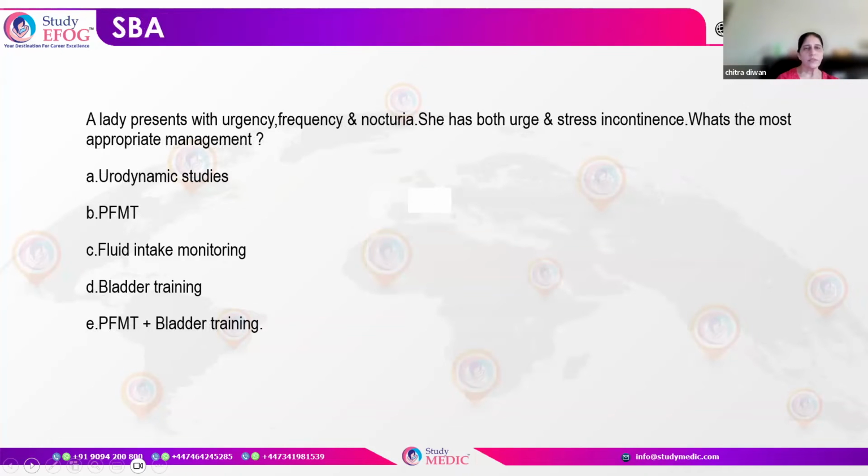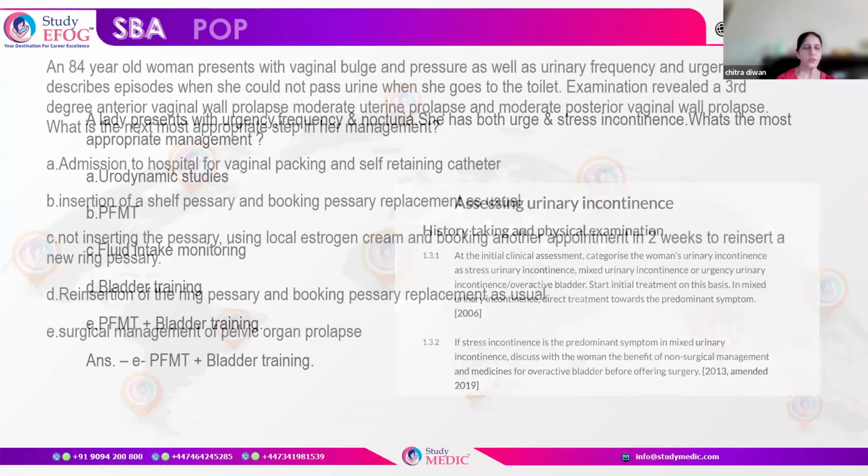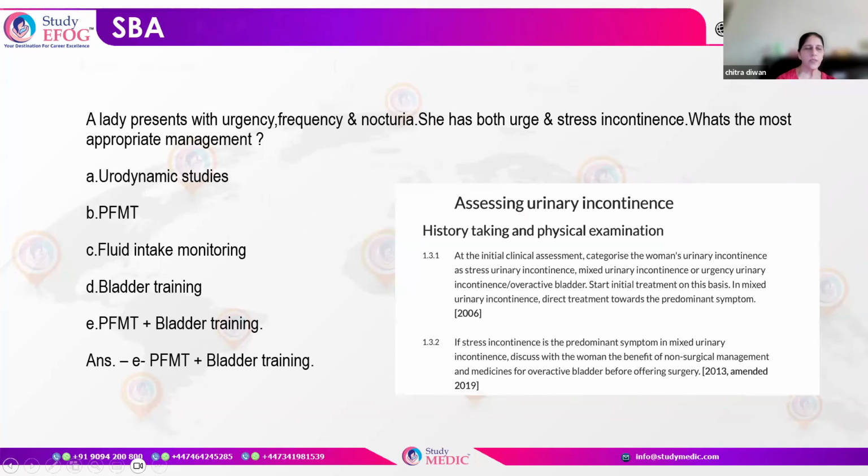Now you have a lady who presents with urgency, frequency, as well as nocturia. She has both urge and stress incontinence. So what would be the most important management option for her? Remember, this woman has both. For her, you will have to offer both pelvic floor muscle training as well as bladder training. The first option that you would offer should be the symptom that is more prominent. But here, since she has both urge and stress incontinence as well as symptoms of overactive bladder, you will offer her both PFMT and bladder training.